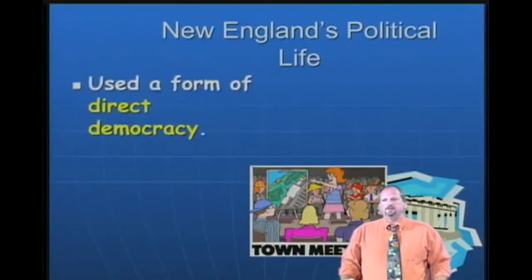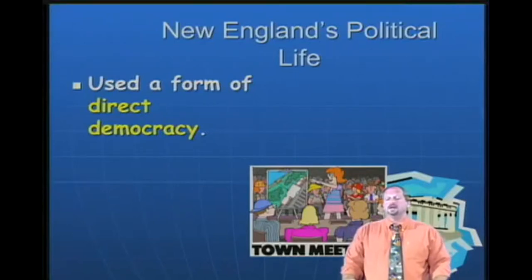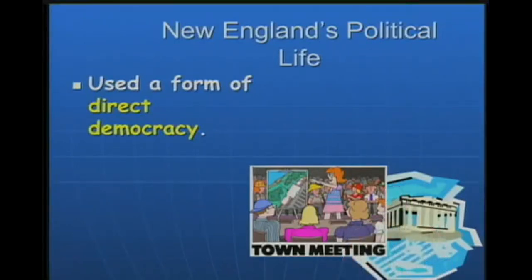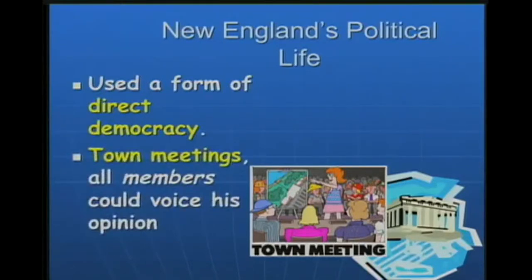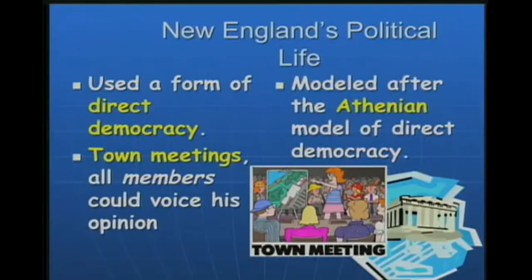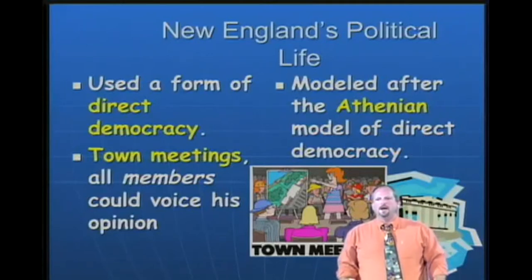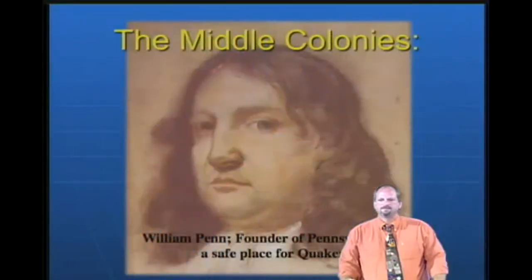When it came to New England's political life, we have already mentioned that they utilized a direct democracy. That is, all recognized citizens voted directly on all issues. Town meetings were where the members could voice their opinion, cast their votes, and make decisions for the entire colony. You might remember from your world history class that this is modeled after the Athenian form of direct democracy.